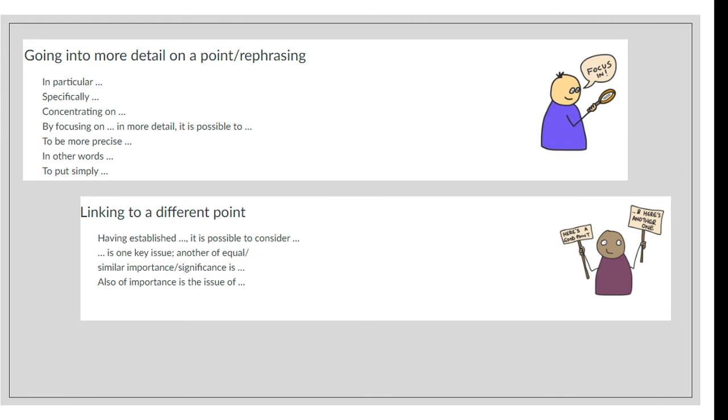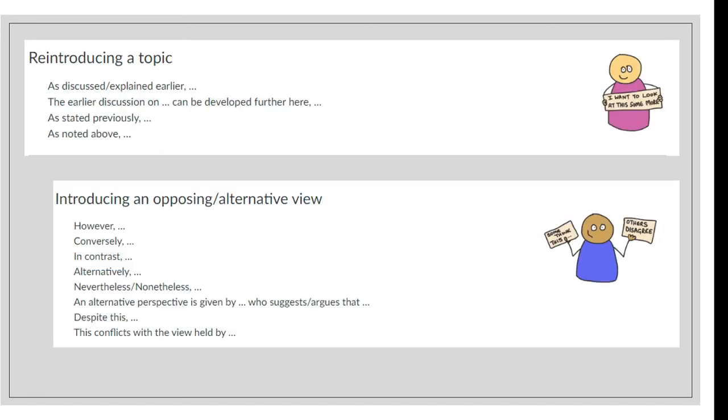If you would like to signpost linking to a different point, you could use: having established ... it is possible to consider ... is one key issue. Another of equal importance is ... Another example is: of similar importance or significance is ... Then you mention the other point. You could also say: also of importance is the issue of ... Then you mention that.